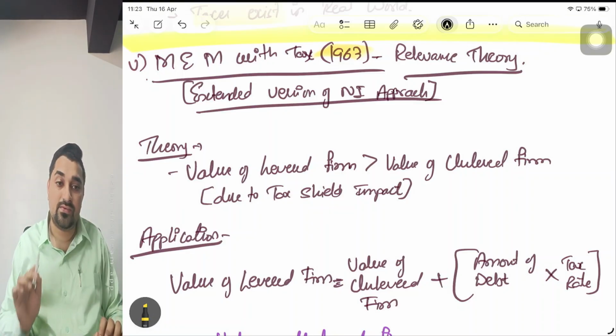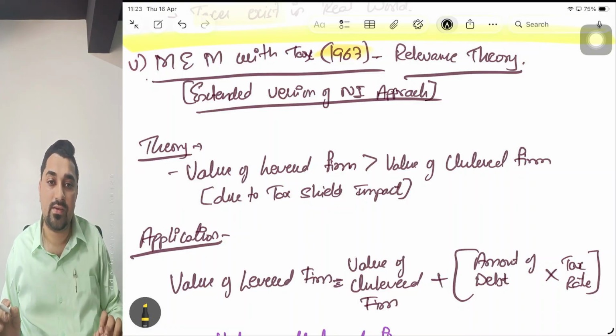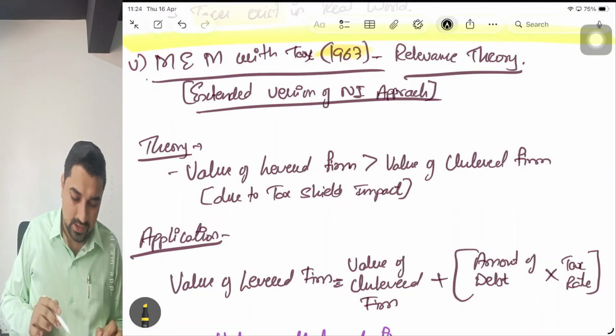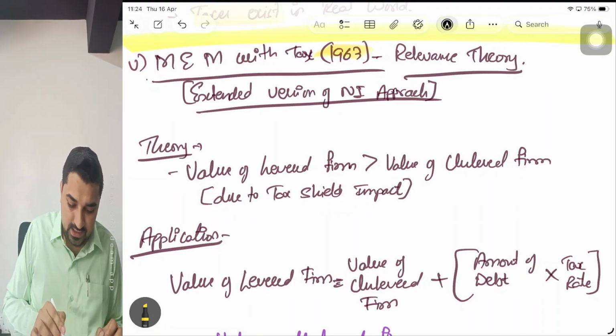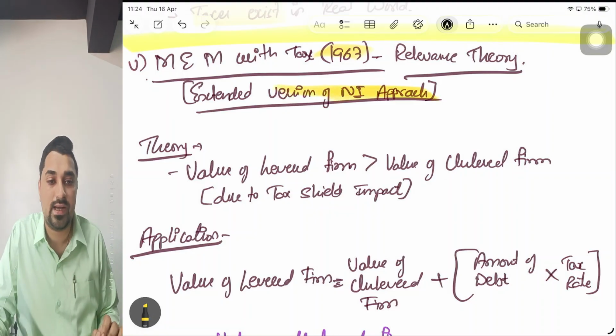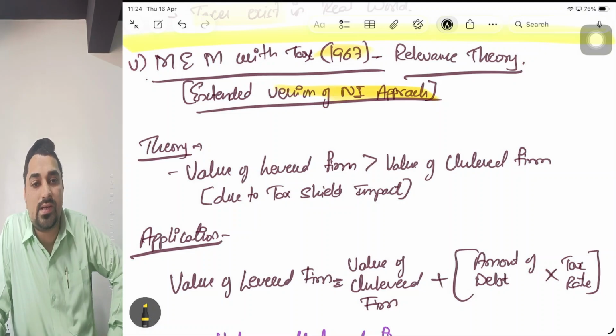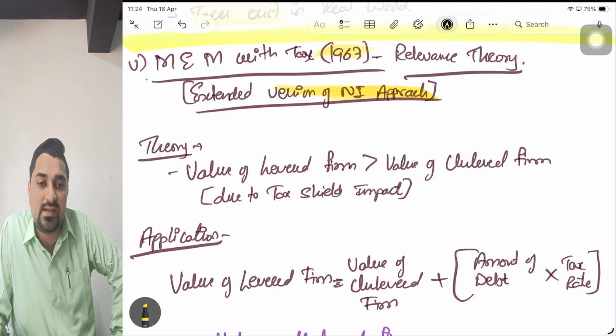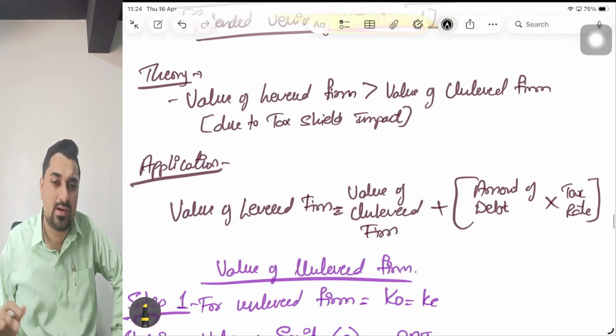Very, very important. Now what is this version? This version is nothing but an extended version of which approach? M&M without tax was an extended version of the NOI approach. This is an extended version of what? The NI approach. What does the theory say?